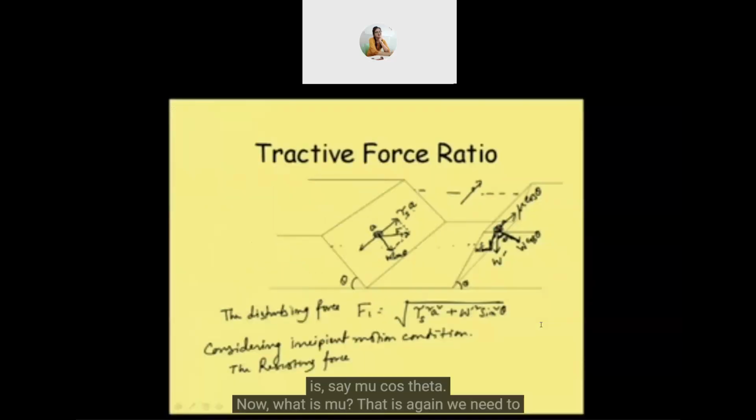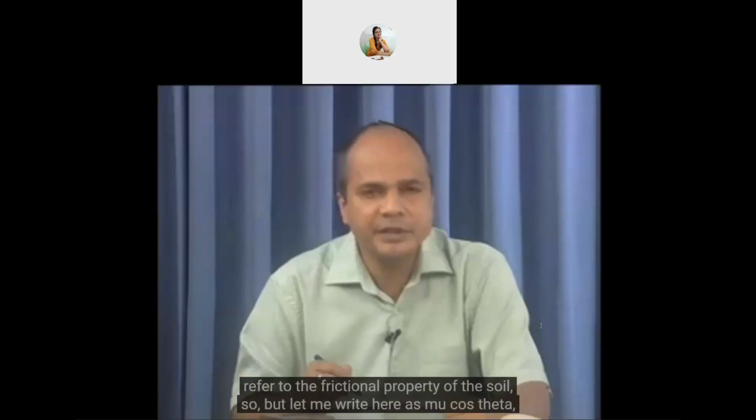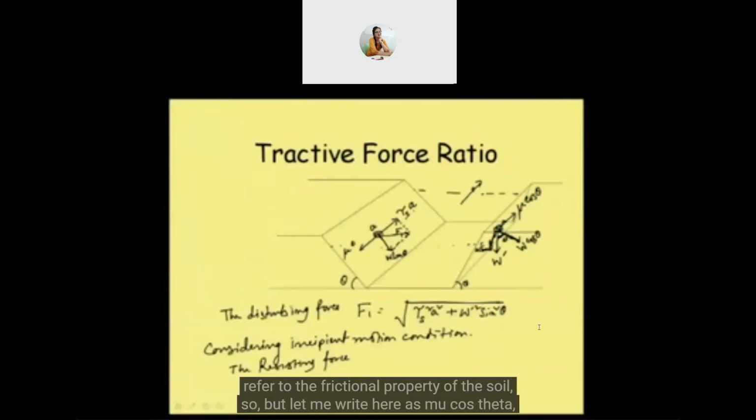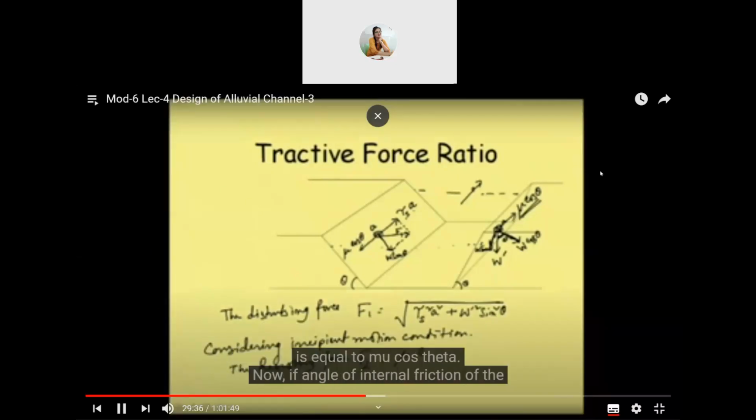Now I'm not drawing exactly the direction here, but we can say that this is mu cos theta. Now what is mu? Again, we need to refer to the frictional property of the soil. Let me write here mu cos theta. On this face it is easy to show, and here I am just drawing it because we cannot see the back side from this side. So the resisting force F2 is equal to mu cos theta.